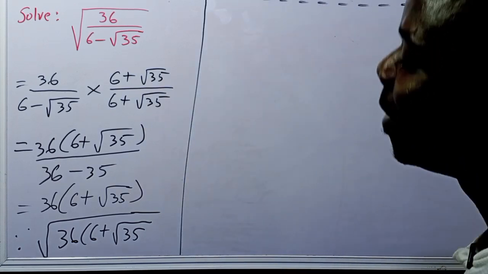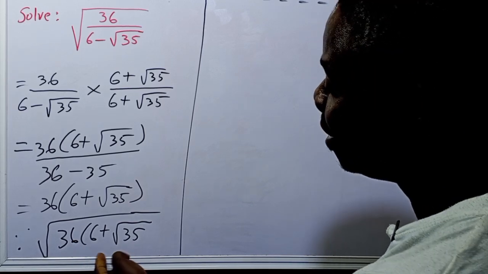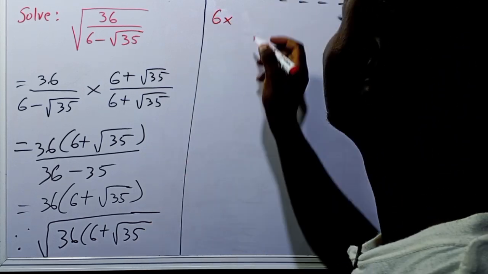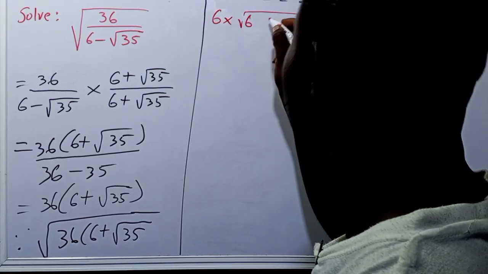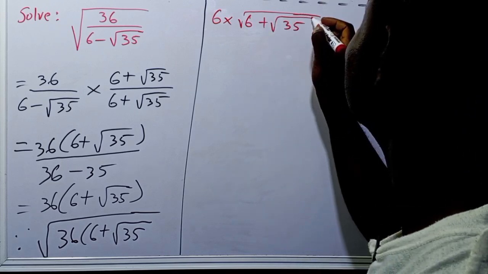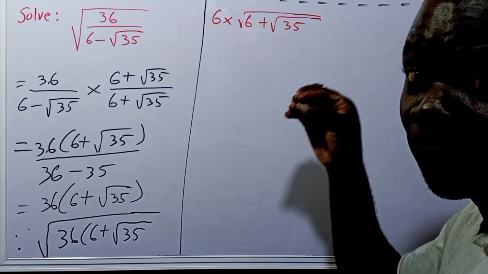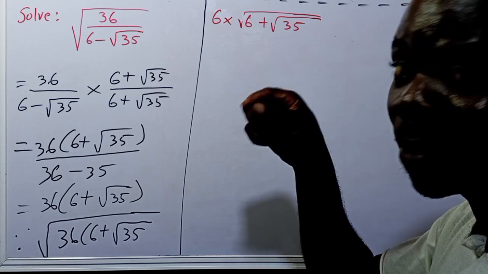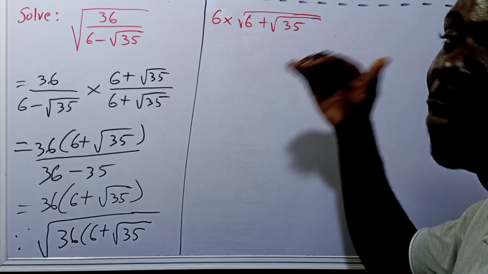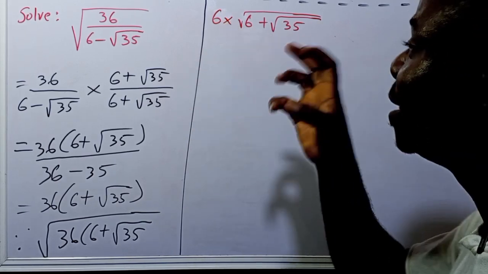If you look at it closely, it's leading to nested radicals, because square root 36 gives you 6, so we have 6 times square root of 6 plus square root 35. I've taught a series of nested radicals in this video, so go back and check both the short and long videos to see how I explain nested radicals in detail, as in the ABC. Now let's apply those hidden rules here.